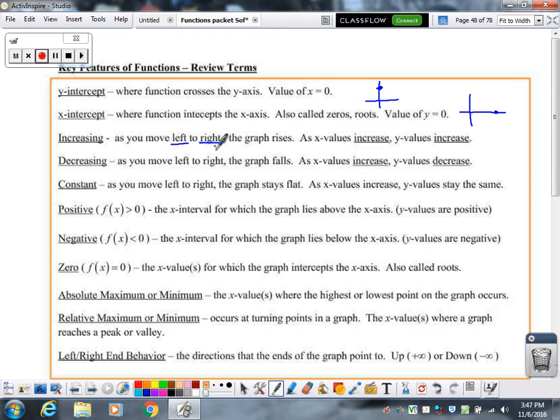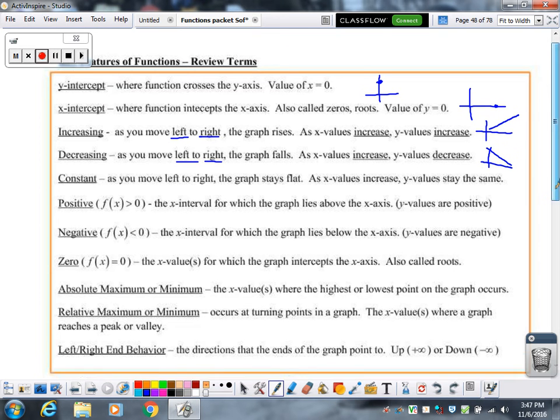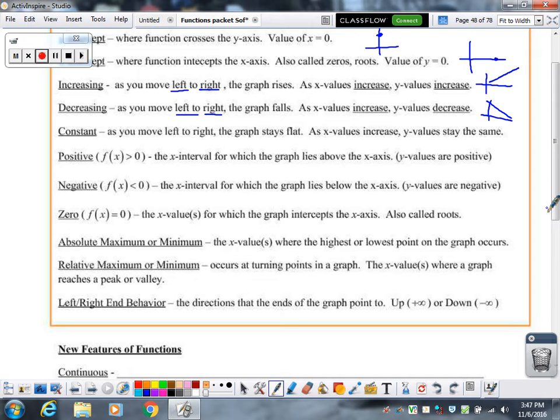Decreasing is also when you move from left to right, the graph is falling. So as x values are increasing, the y values are decreasing. So a graph looks like this for the increasing: as x values are increasing, the function is increasing. Constant, as you move from left to right again, the graph stays flat, it's horizontal. So a graph that's constant will have a horizontal line somewhere in there. The y values stay the same.